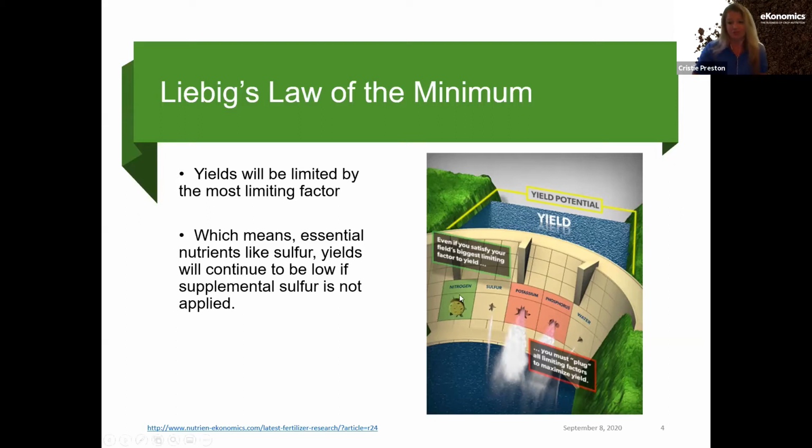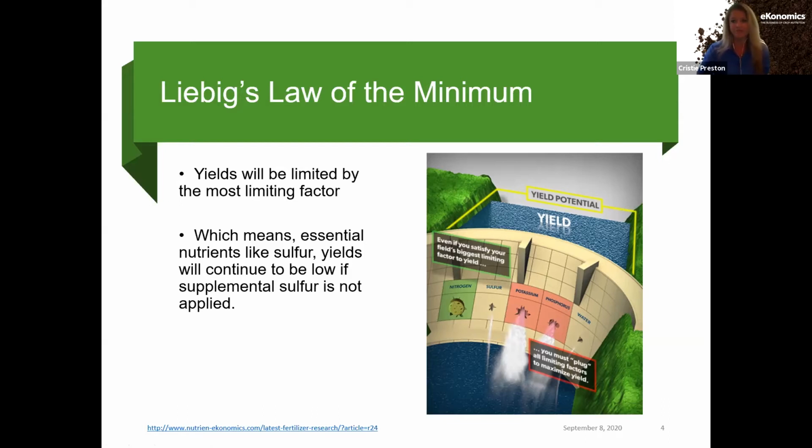This just shows that if I plug the nitrogen hole, if I've applied enough nitrogen for the plant to maximize yield, but I still have a tiny hole for sulfur, potassium, or phosphorus, then I'm potentially losing out on yield, and I'm not maximizing nutrient use efficiency. If I have an essential nutrient that's limited, then if I just keep applying more nitrogen, I'm not necessarily going to be plugging up the holes or keeping that yield from leaking out.